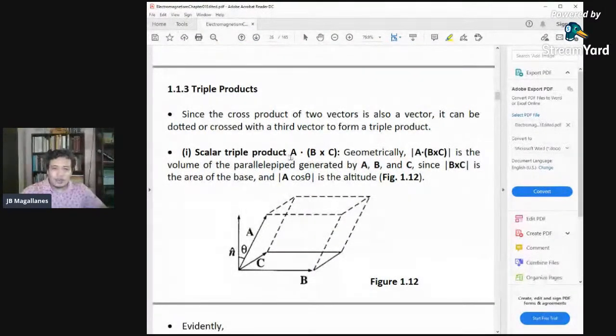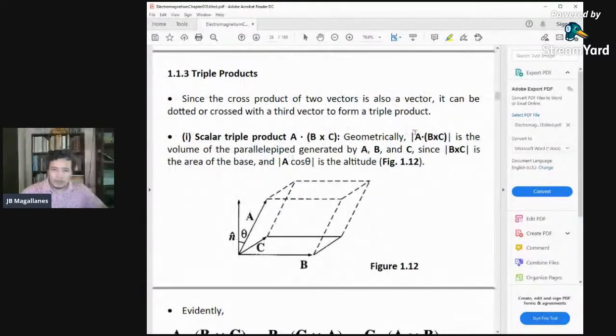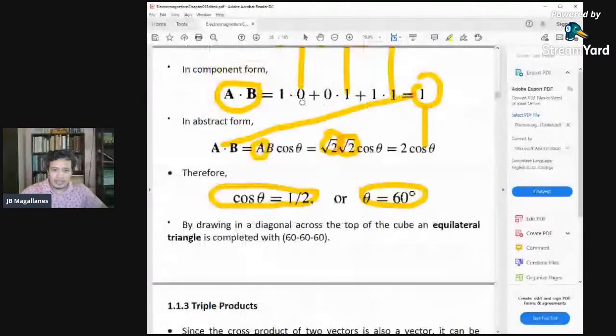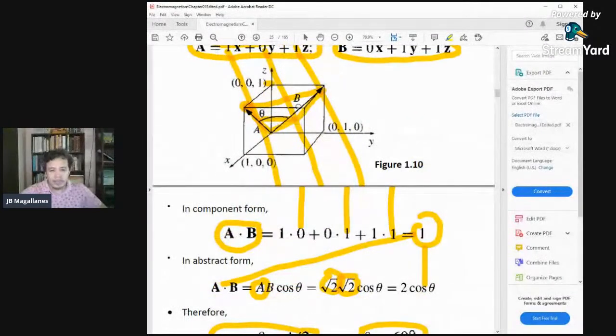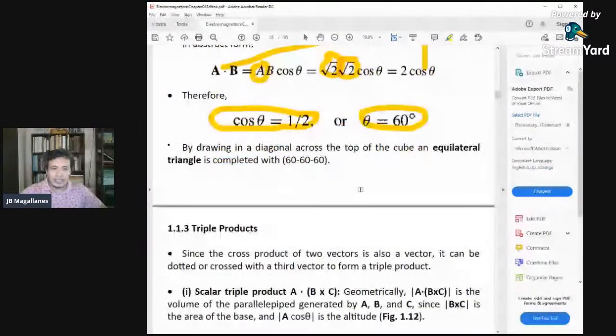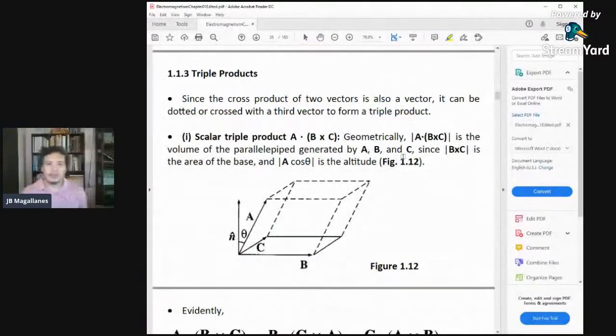Now we go to the triple products. We're now finished with the example. So the angle between A and B is equal to 60. And then we now go to the triple products. The cross product of two vectors is a vector. So therefore you can dot it or you can cross it with another vector.